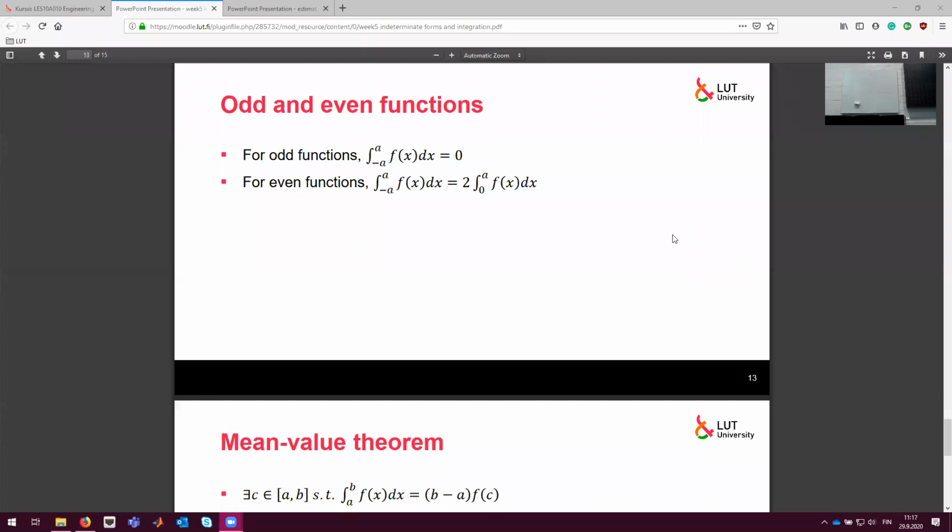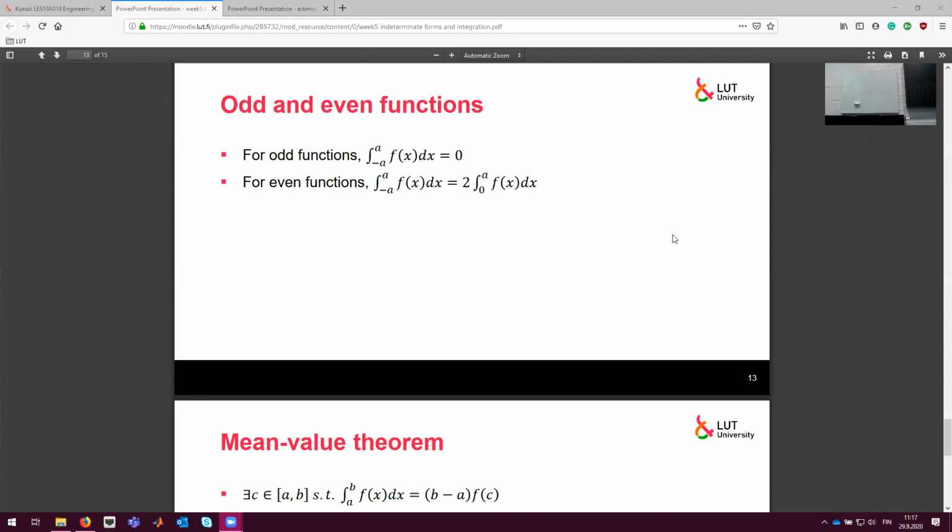And for even functions, which are symmetric about the vertical axis, we know that we could also divide at 0, which is useful if the function value at 0 happens to be easy to calculate, and then multiply the integral from 0 to a by 2, and we can easily calculate the value of the integral.